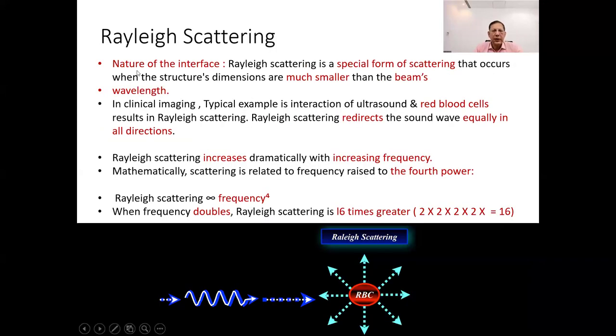Rayleigh scattering is a special form of scattering that occurs when the structure's dimensions are much smaller than the beam's wavelength. In clinical imaging, a typical example is the interaction of ultrasound and red blood cells, which results in Rayleigh scattering. Rayleigh scattering redirects the sound wave equally in all directions. Rayleigh scattering increases dramatically with increasing frequency. Mathematically, Rayleigh scattering is related to frequency raised to the fourth power.